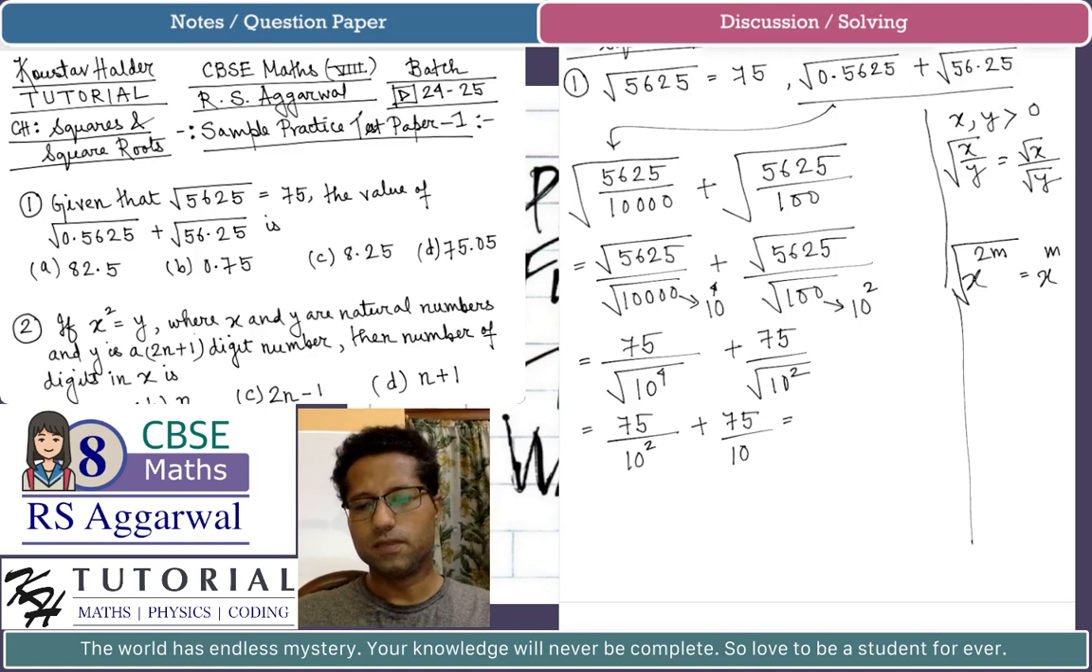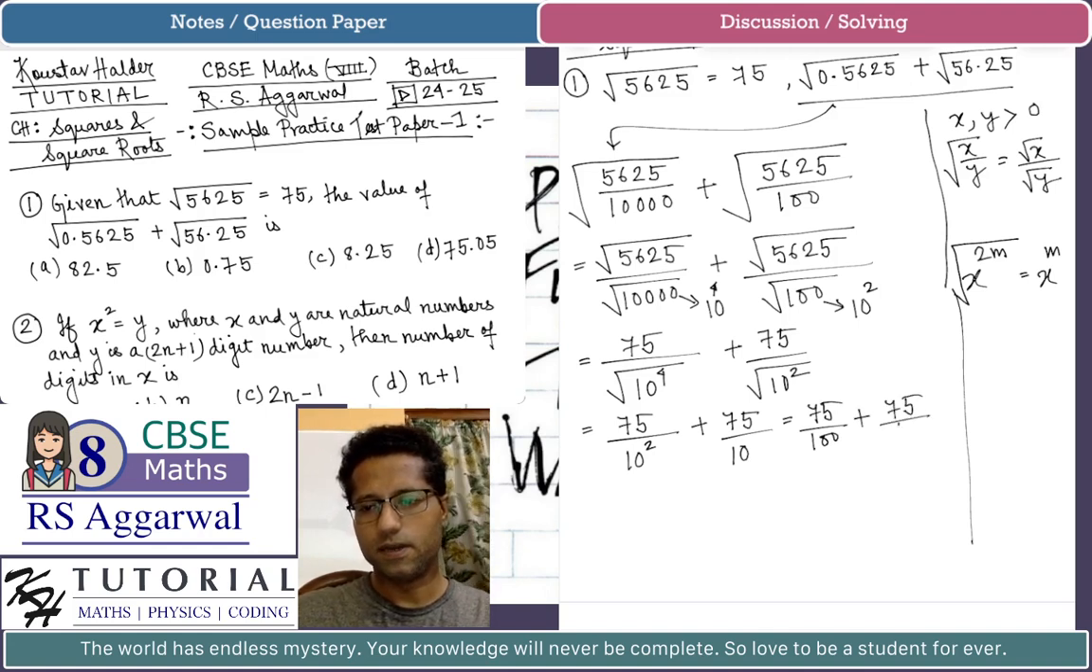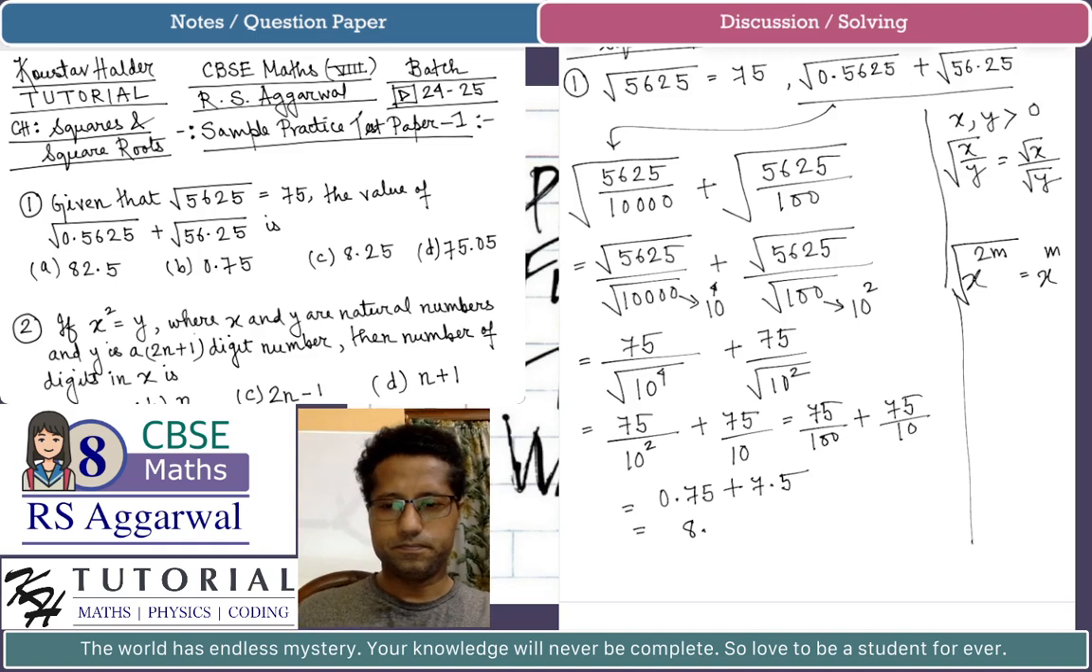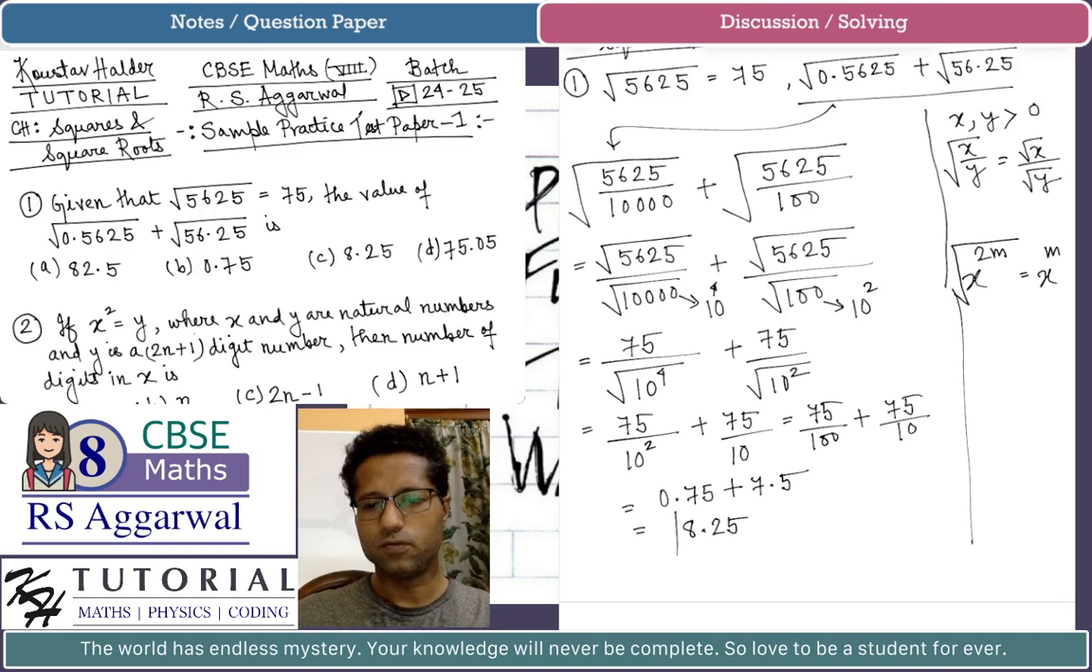So this is equal to 75 divided by 100 plus 75 divided by 10. So this is equal to 0.75 plus 7.5. This is equal to 8.25, which is the value answer. Okay, so the correct choice is C.